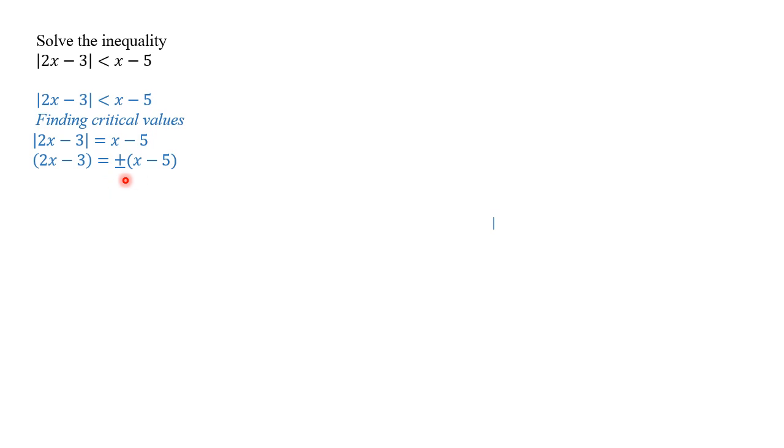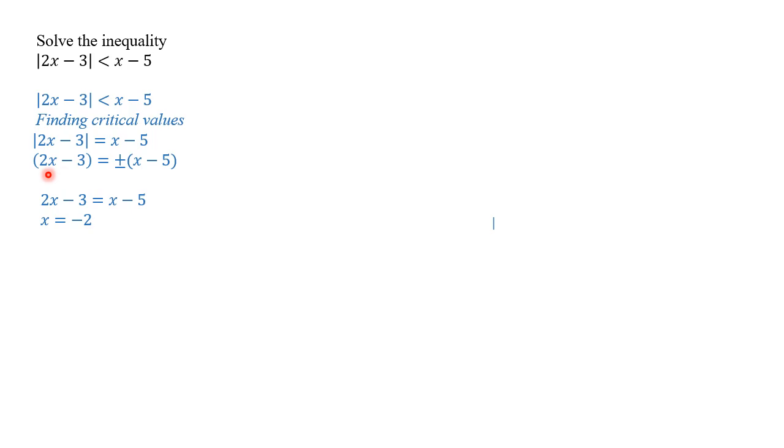Alright, so now we are going to have the first equation. So the first equation is 2x minus 3 is equals to x minus 5 by taking a positive. So we have 2x minus 3 is equals to x minus 5 here. So you can just solve for x here. So x is equals to minus 2 here. So for x equals minus 2, then we take the next equation that we have.